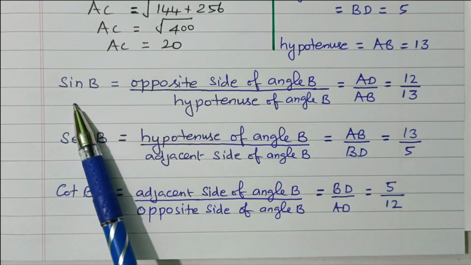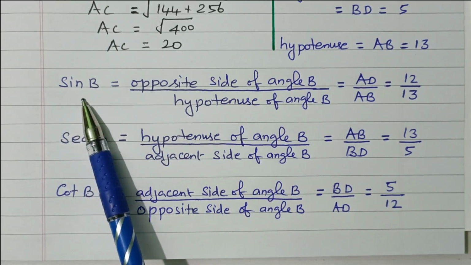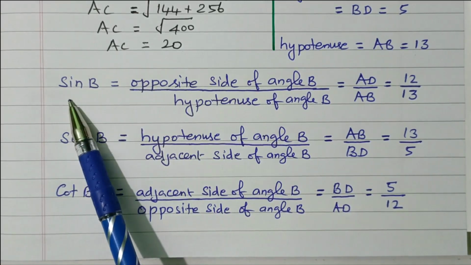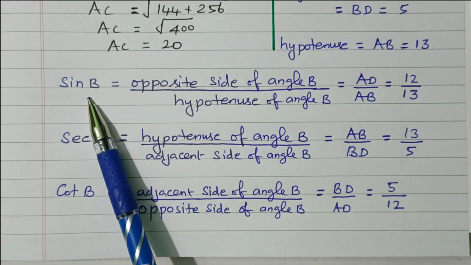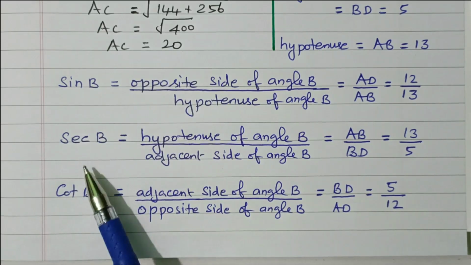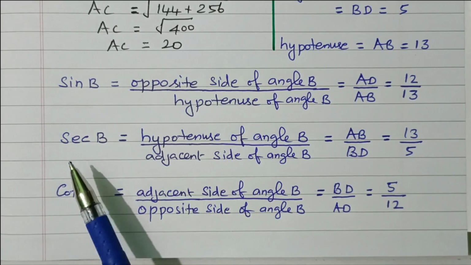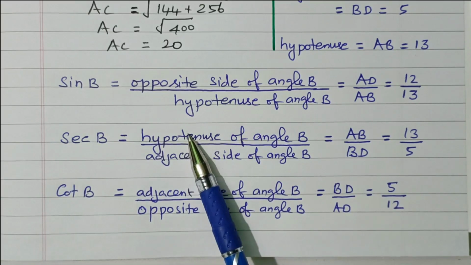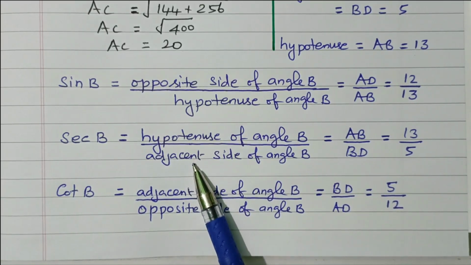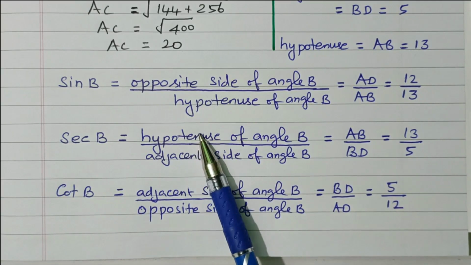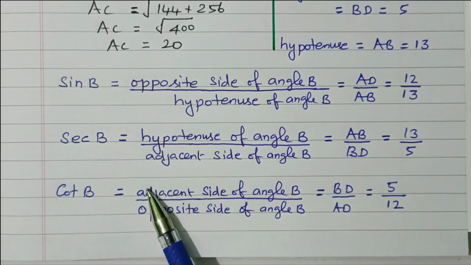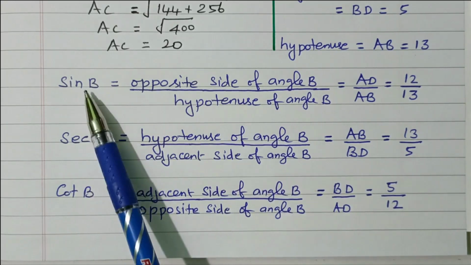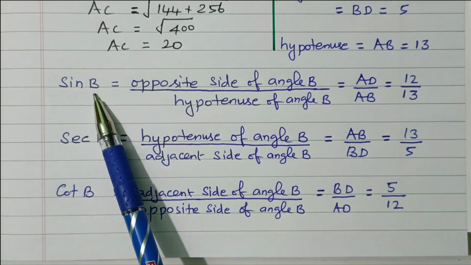Sin B is the normal basic trigonometric ratio. These two, secant B and cot B, are reciprocal ratios. Secant B is the reciprocal of cos theta. Cot theta is the reciprocal of tan theta. So we got hypotenuse divided by adjacent side. Cos means adjacent side divided by hypotenuse. Tan means opposite side by adjacent side. Cot B means adjacent side by opposite side. Now we calculated the first three values referring to angle B.